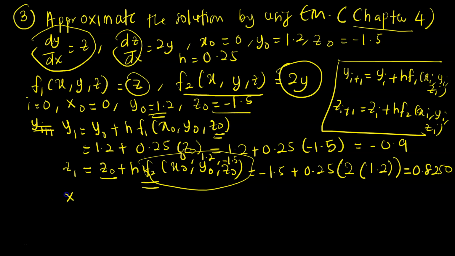When you solve this one class, you will get the answer equal to 0.8250. And then next, we need to find x1, which is equal to x naught plus h. That is, x naught is 0 plus 0.25, so it is equal to 0.25. What we did previously, class, is for the first iteration. If we go to the second iteration, that is now our i equal to 1.